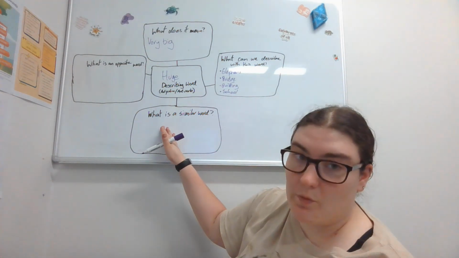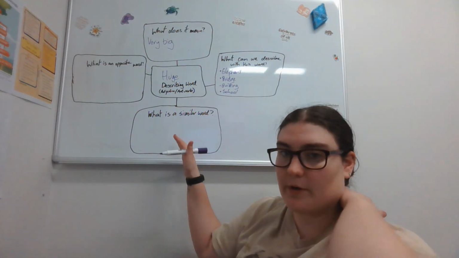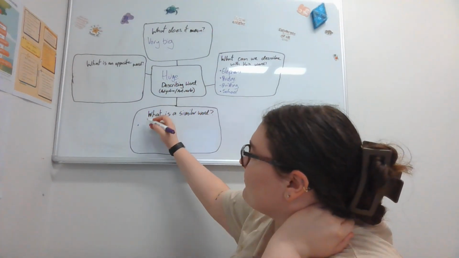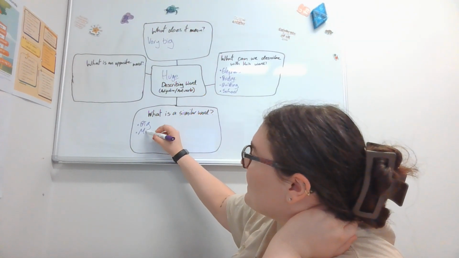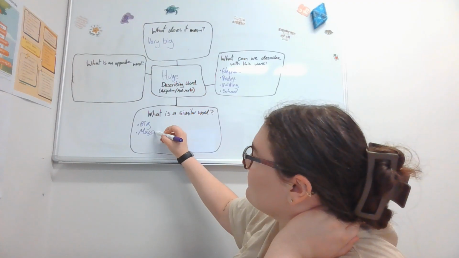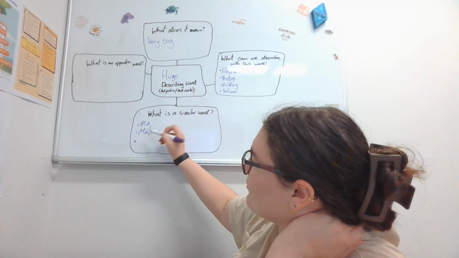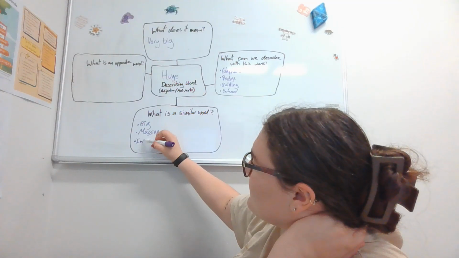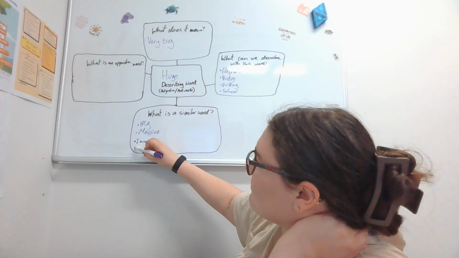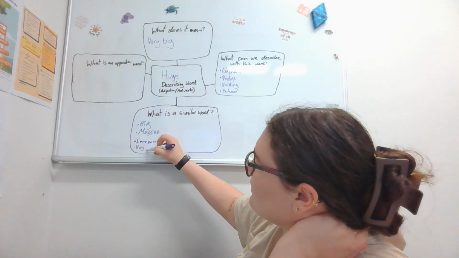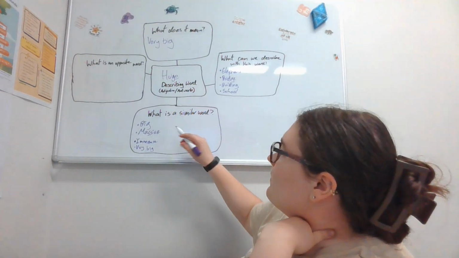What is a similar word? So synonyms or related words are what we're looking for here. So we already have big. We might say massive. For an older student, you might say immense. You might say very big. All of those sort of words.